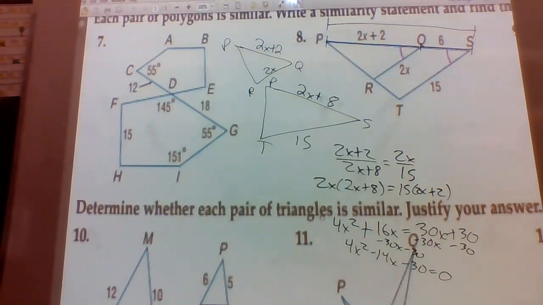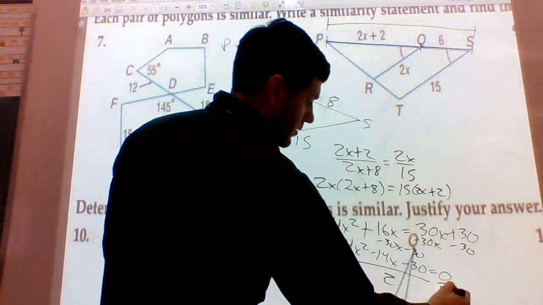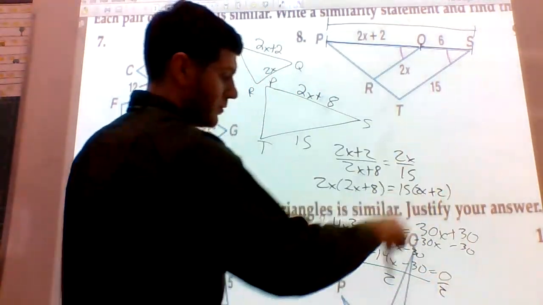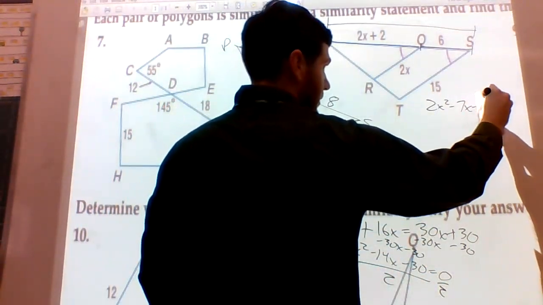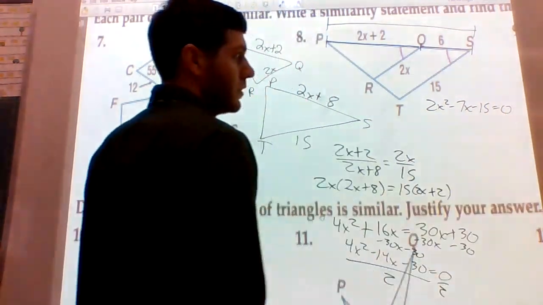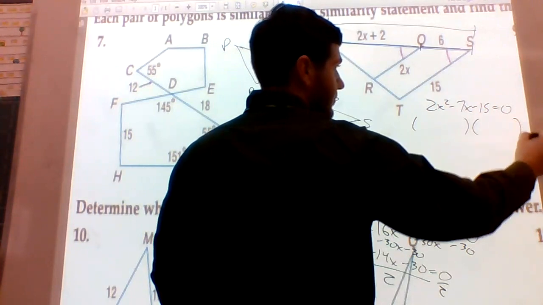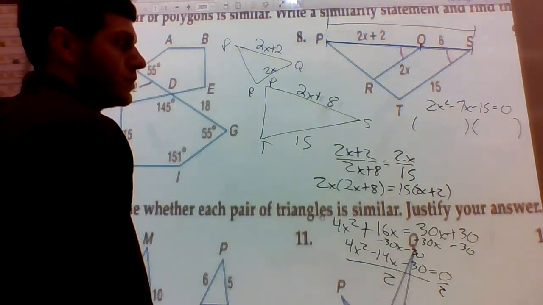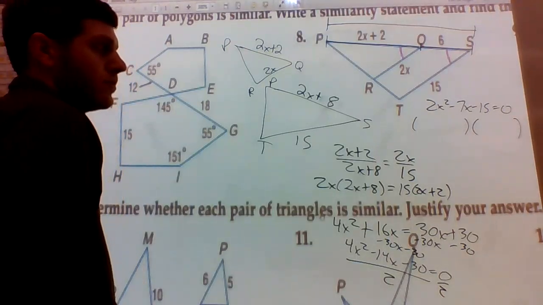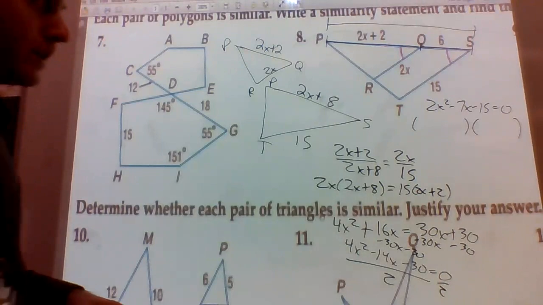I notice we can divide everything by 2 because everything's an even number. So I'm going to come up here now. So we're going to have 2x squared minus 7x minus 15. And from there, we're going to have to try and somehow factor. 7 and 2. Might have to do the quadratic formula though. So 2x and x.